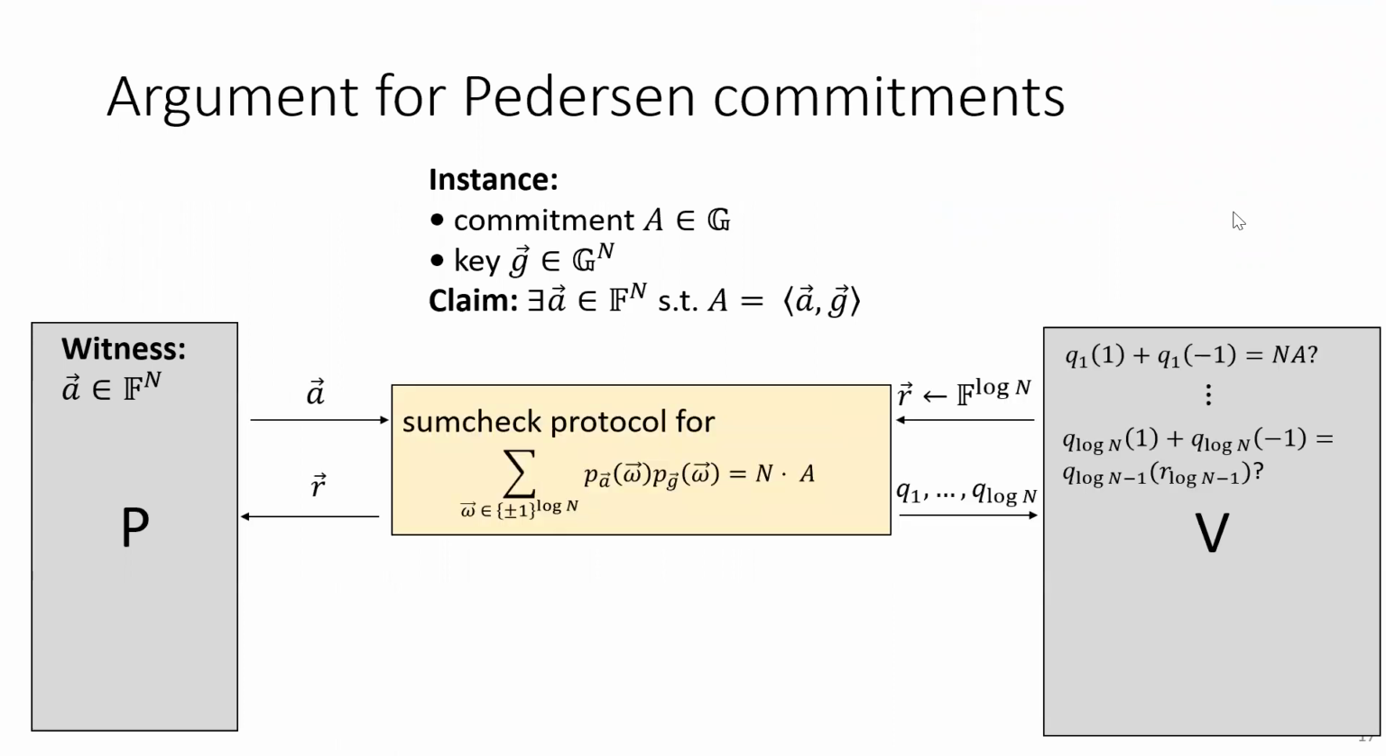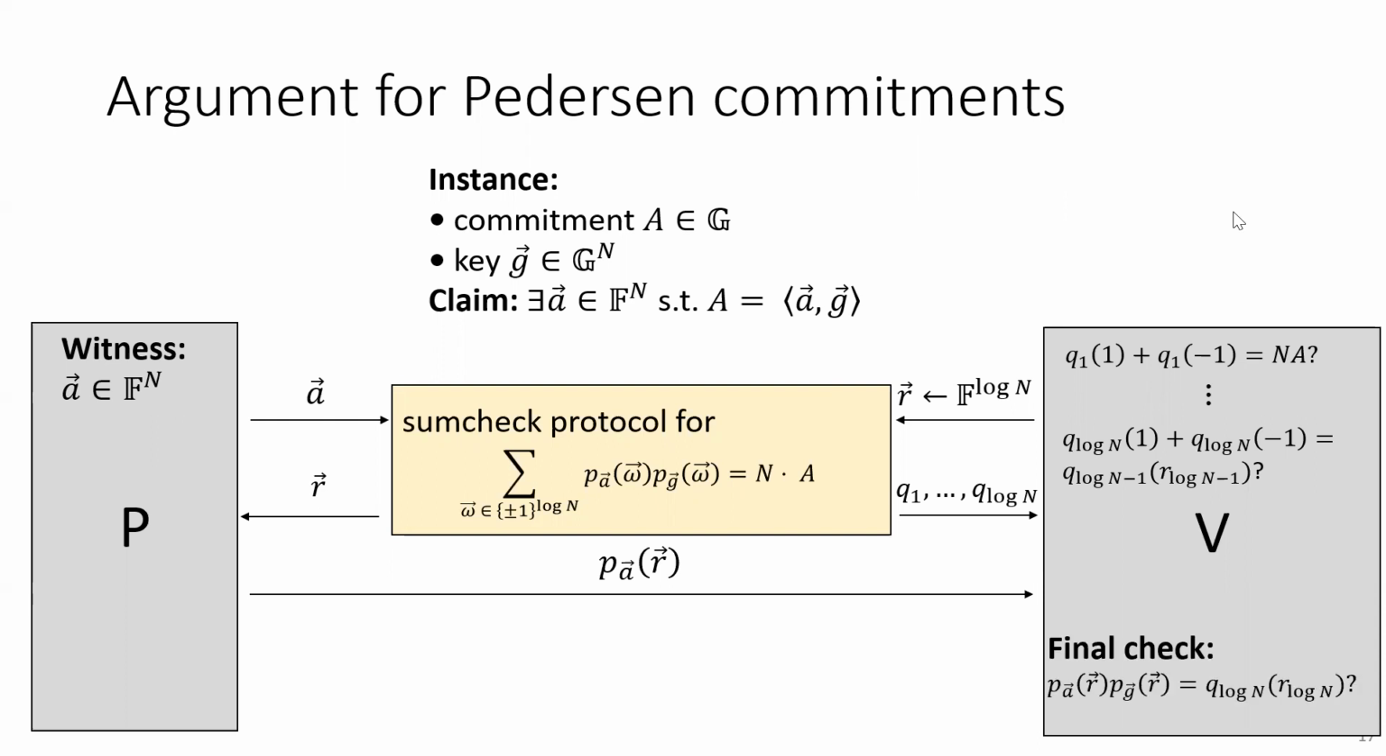And if you remember, at the end of the sum check protocol, the verifier had to evaluate their polynomial at a random point. And at this time, the polynomial that we've picked is PA times PG. The prover and the verifier both know G, so the verifier can evaluate the PG part, but only the prover knows the witness PA. So at the end of the protocol, to allow the verifier to perform their final check where they evaluate this polynomial, the prover has to send an evaluation of PA to the verifier. And then the verifier only evaluates this part of the polynomial for themselves in the end. So this is our argument for Pedersen commitments.